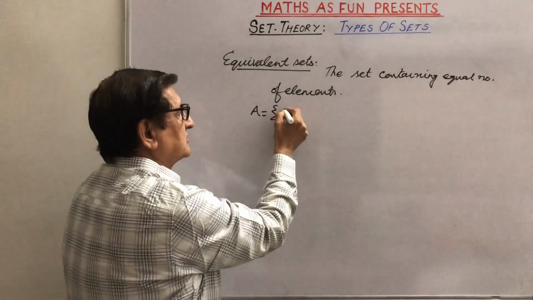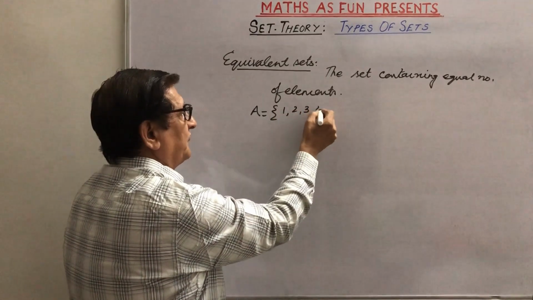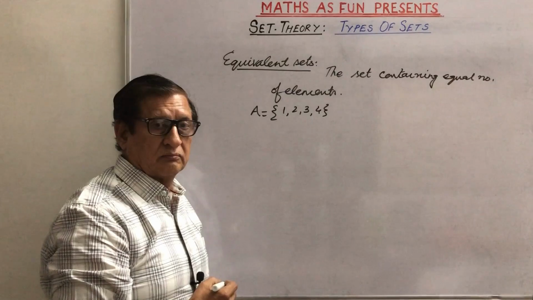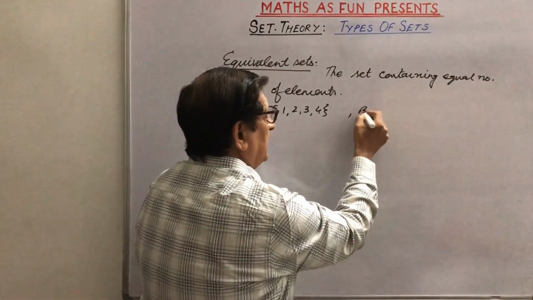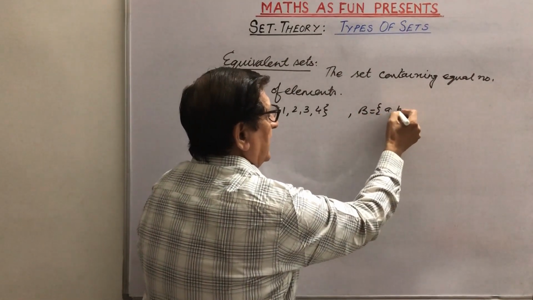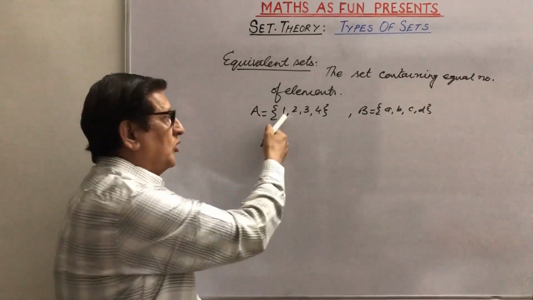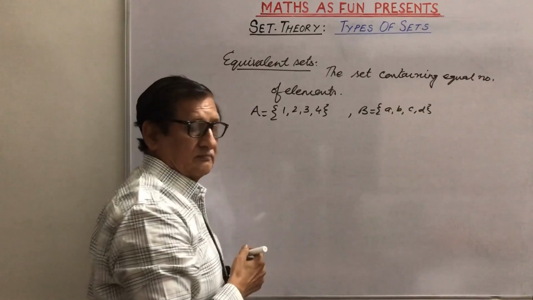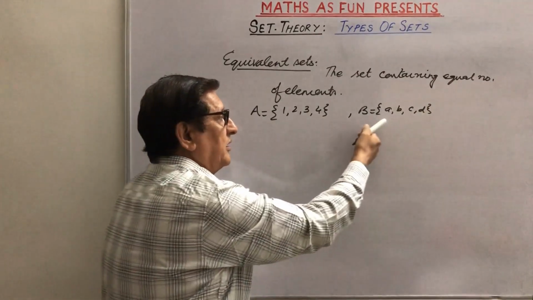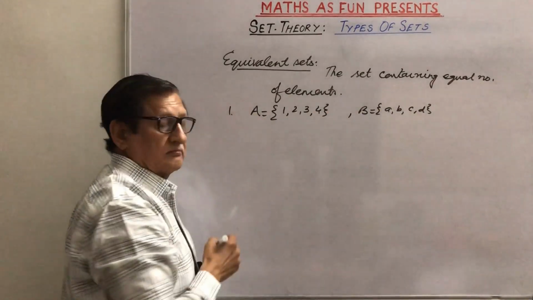For example, suppose we have a set A. The elements in this are 1, 2, 3, 4. Another set we have B. In this elements are a, b, c, d. Both are having 4 elements, and that's why A and B are equivalent sets.